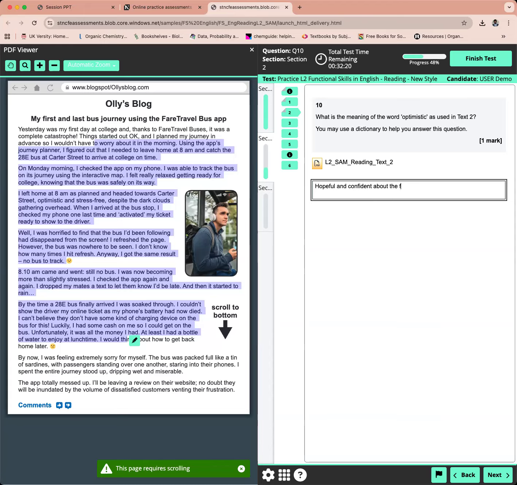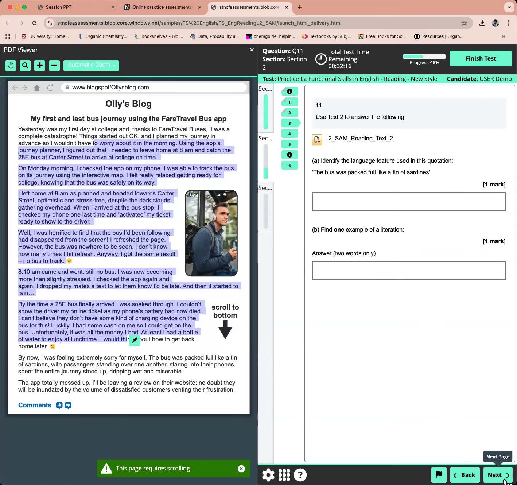Let's put it this way. That is the meaning of the word optimistic, and that would be answering that part of the question. And then you have again certain things that you need to look at in terms of language features used in the quotation. The bus was packed full like a tin of sardines.